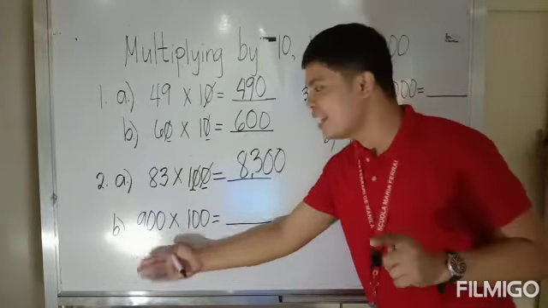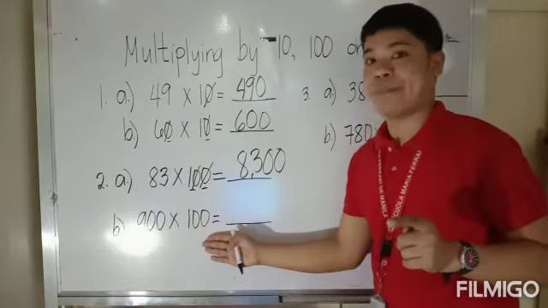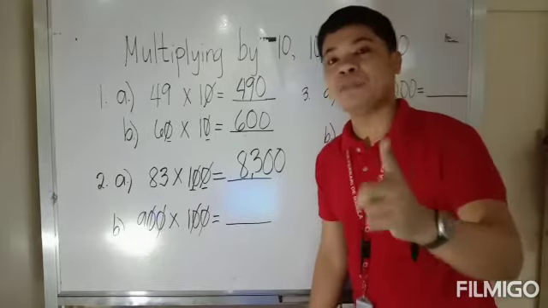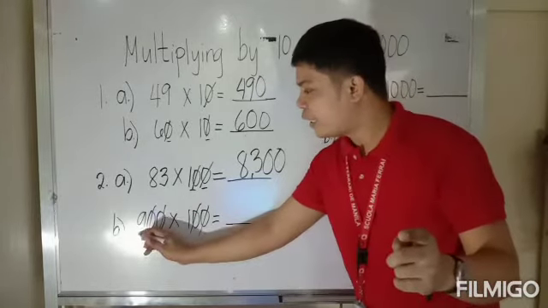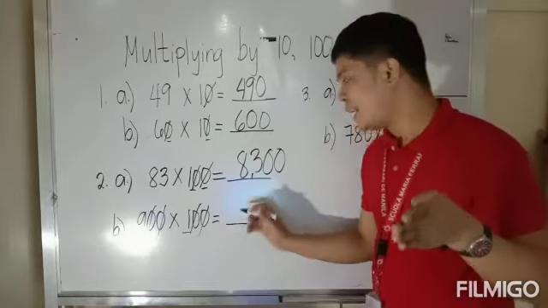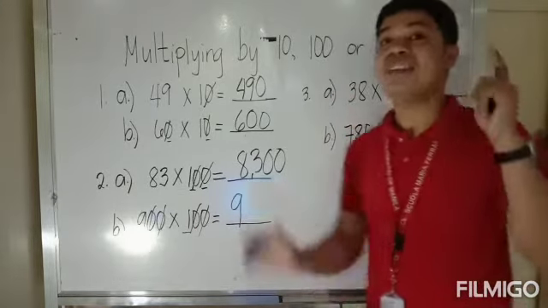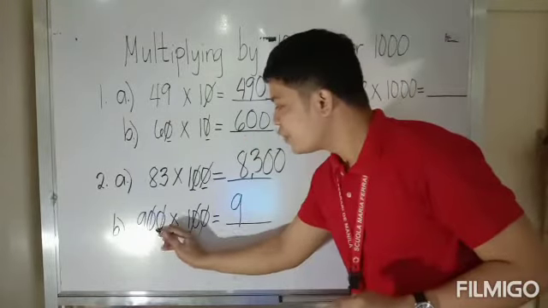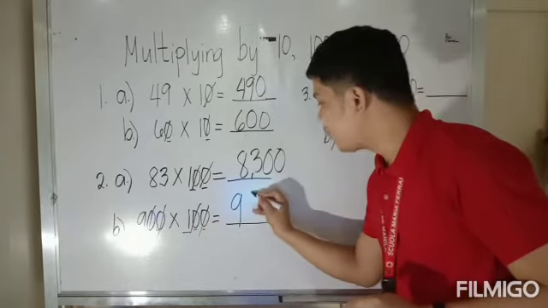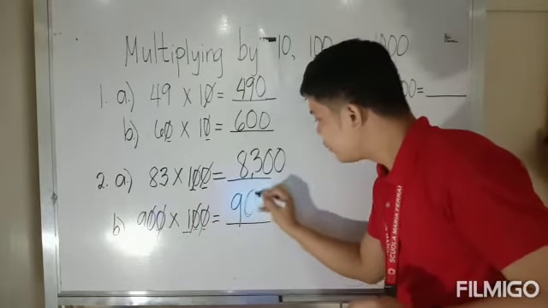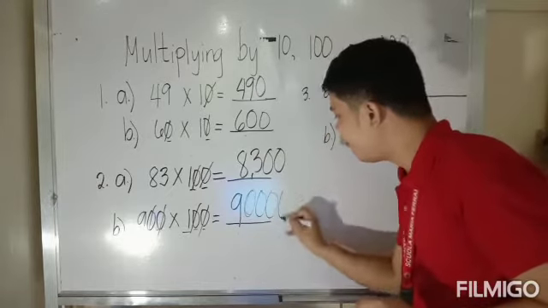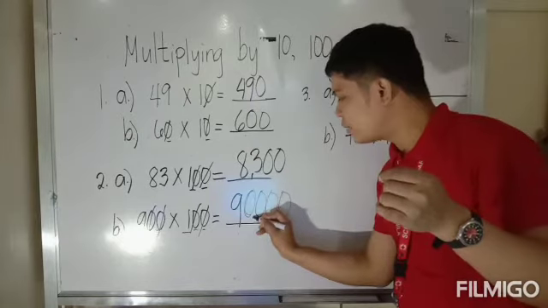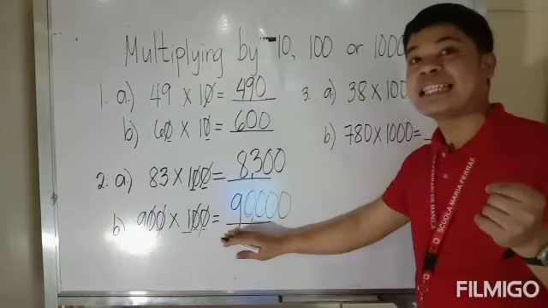Then letter B, let's find the product. That's very easy. 900 times 100. So cancel all the zeros. And then let's multiply the non-zero digits, which are the 9 and the 1. So 9 times 1 equals 9. And copy all the zeros that you canceled. So 1, 2, 3, 4. You write here 1, 2, 3, 4. Then you put a comma after every 3 digits. So the answer is 90,000.